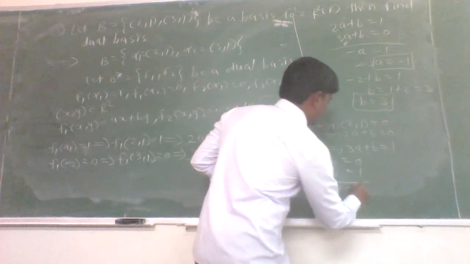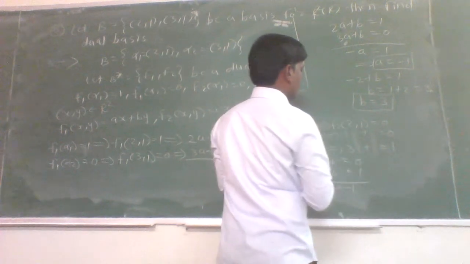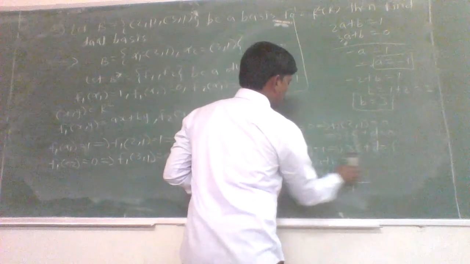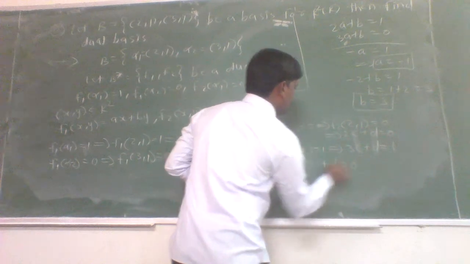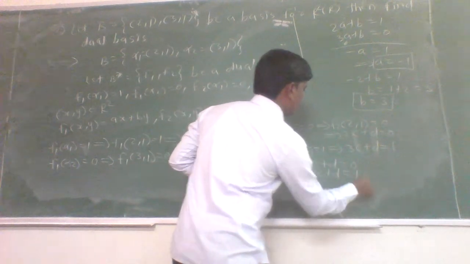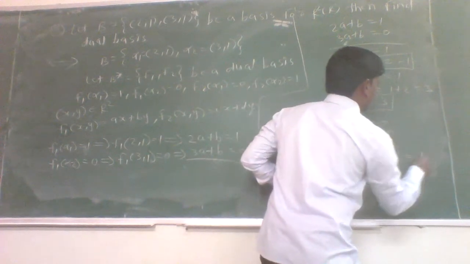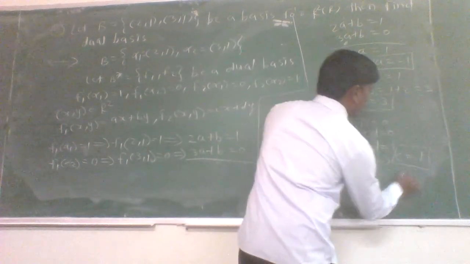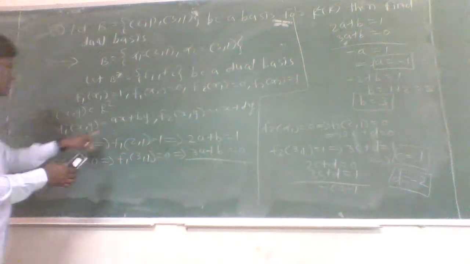So we get 2c plus d equal to 0, 3c plus d equal to 1, and by subtracting, minus c equal to minus 1, which implies c is equal to 1. As c equal to 1, by putting c equal to 1, we get d is equal to minus 2. So we have to put this a, b, c, d in these equations.